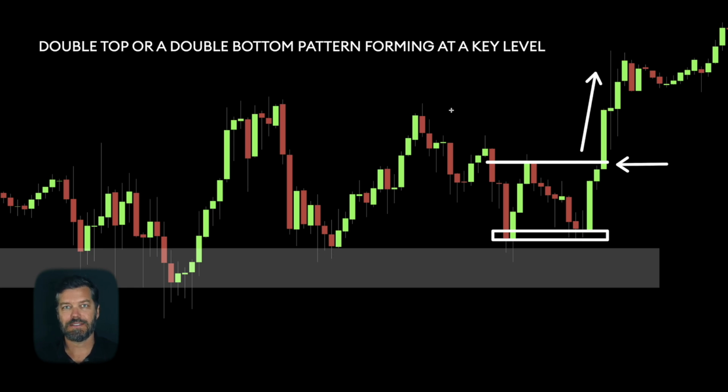Another confirmation method you could use involves drawing a trend line connecting the swing highs. Once the price breaks through this trend line, you have an additional signal to enter a long trade.